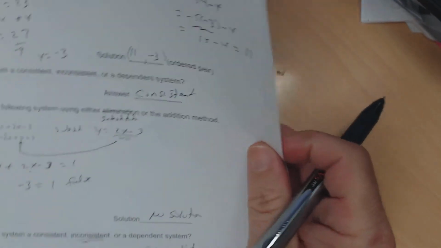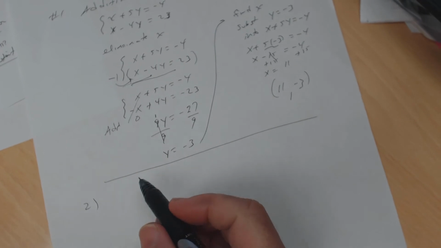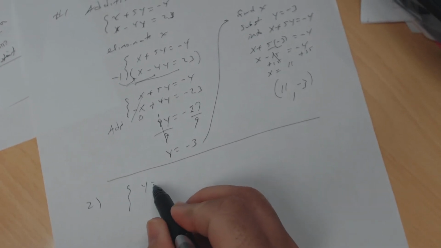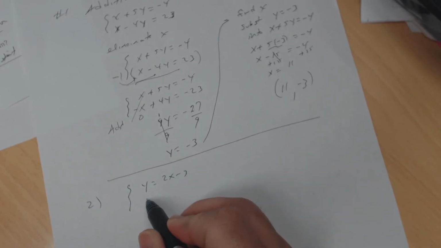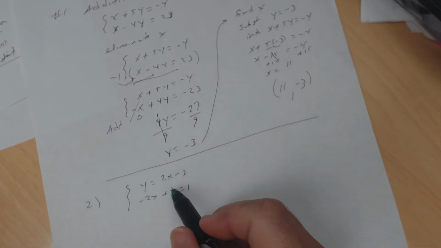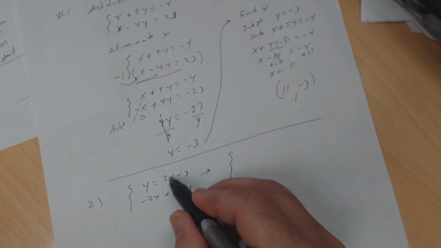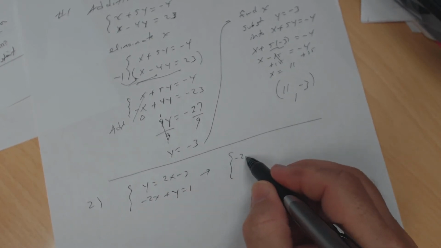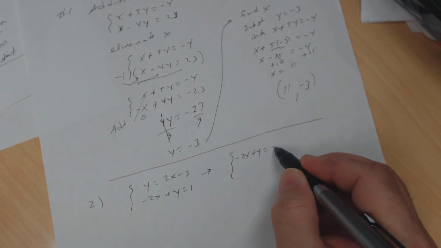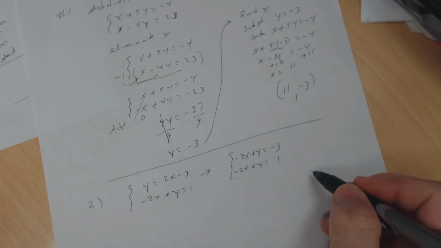All right? Okay. And then let's do this using the addition method. So if you want to do the addition method on this, this is what it should have looked like. So number 2, your system was this. y equal 2x minus 3, negative 2x plus y equal 1. So you've got to put the first equation in standard form. So when you bring the 2x to the other side, it becomes negative 2x plus y equal negative 3. Negative 2x plus y equal 1.